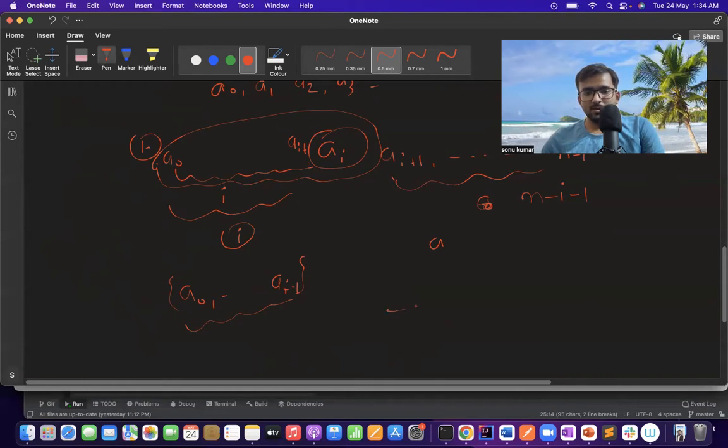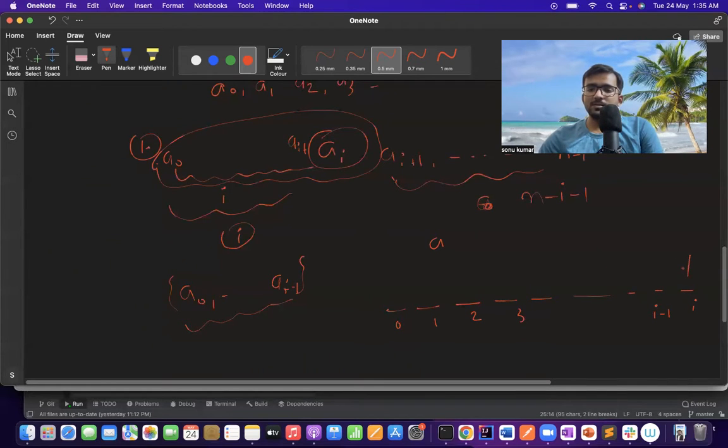So let's say we have indices 0, 1, 2, 3, and so on. Let's say this one is the i minus 1 index and this one is i. For this part, this is fixed. At this position, only a_i is placed. We don't have to place any other elements. So for the remaining i places, how many places are there? These are the i places. And for this, how many elements are there? We also have a total of i elements.